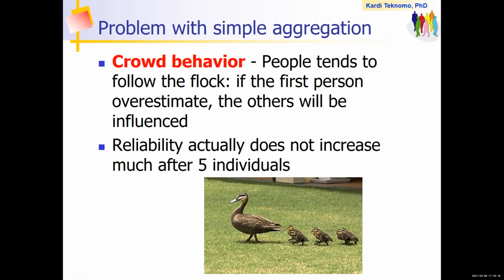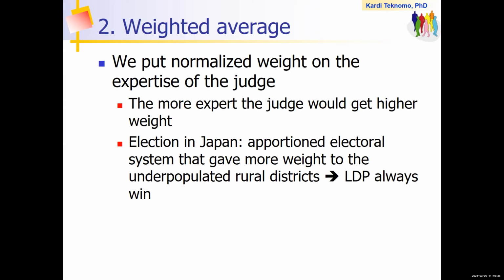Then another method is proposed. Oh, if we want to make a group decision, we're supposed to have a weighted average. What is weighted average? Meaning each of you are expert judges, but the more expert you are, you should get higher weight. Then we normalize the weight based on the expertise of the judge.